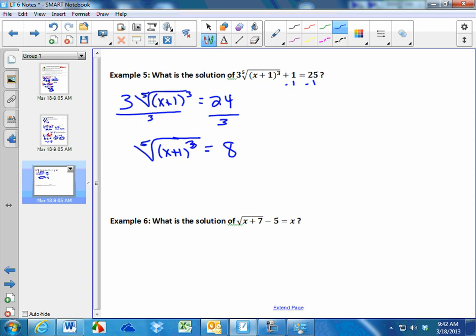We need to talk about them before we do one. You could raise both sides to the 5th power. So let's talk about what would happen if you did. On the left side, if you raised it to the 5th power, what would come out of the radical? An x plus 1 to the 3rd power. Agree? Which means you'd have to cube an x plus 1, which means you're going to get a polynomial with an x cubed.